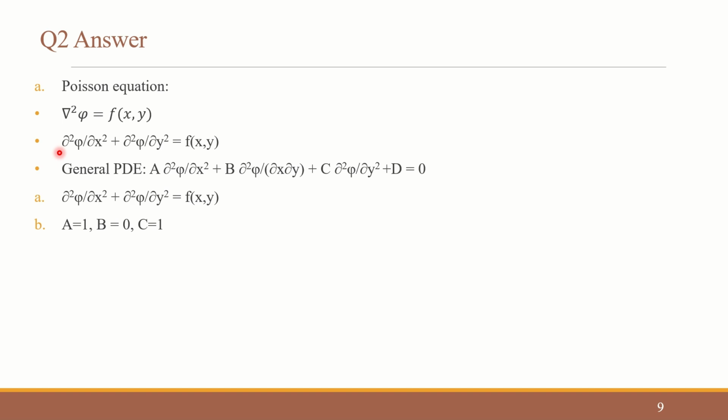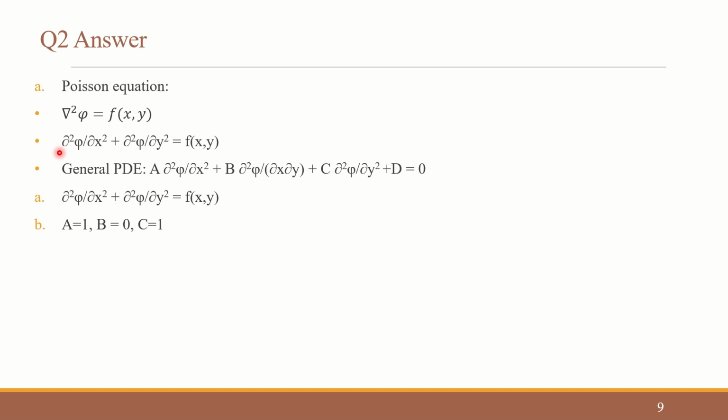So we need to identify the nature of the equation. For that, we need to calculate b square minus 4ac. If b square minus 4ac is less than 0, it is elliptic. If it is greater than 0, it is hyperbolic. If it is equal to 0, it is parabolic. I repeat, equal to 0, parabolic. Less than 0, elliptic. Greater than 0, hyperbolic.